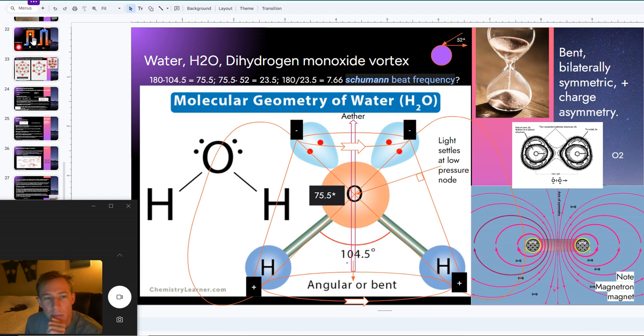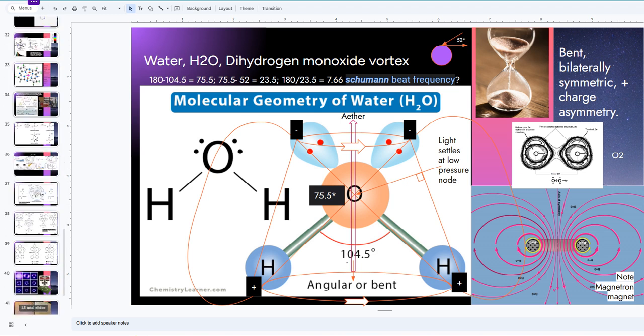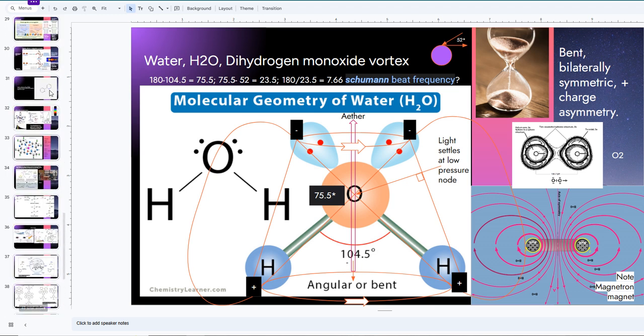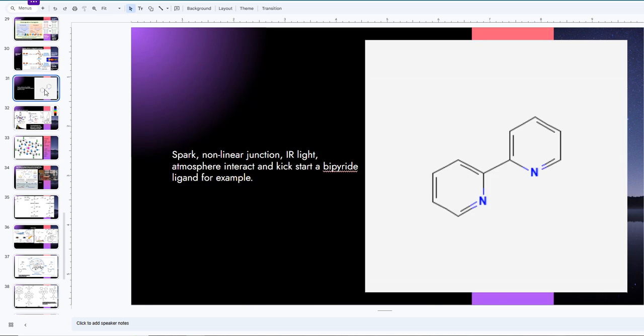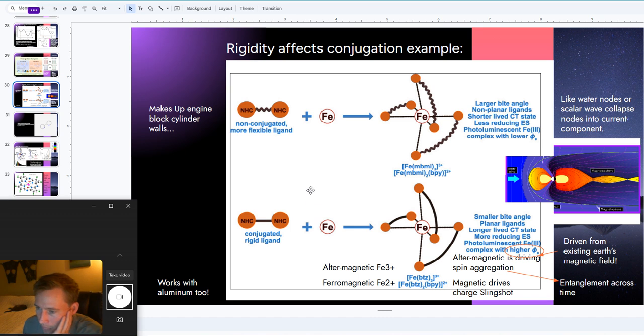And any NP junction is going to act like a thermoelectric generator. Okay, going back to this slide if it'll let me. There we go. I'm not done on this slide. Driven from existing Earth's magnetic fields.